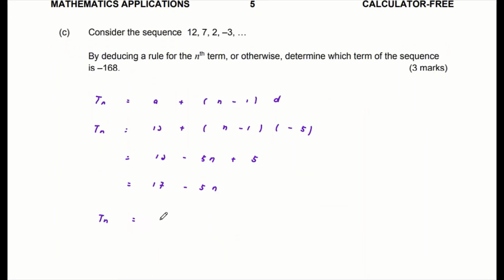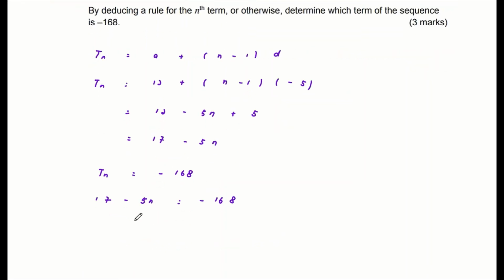-168. So when the nth term is equal to -168, it means that 17 minus 5n will be equal to -168. So now let's try to solve this equation. 5n will be equal to, bring this over to the other side, and when you add them, you get 185. Then n, so divide by 5. 5 times 3 is 15, 5 times 7 is 35. So that's your answer, n equals 37.